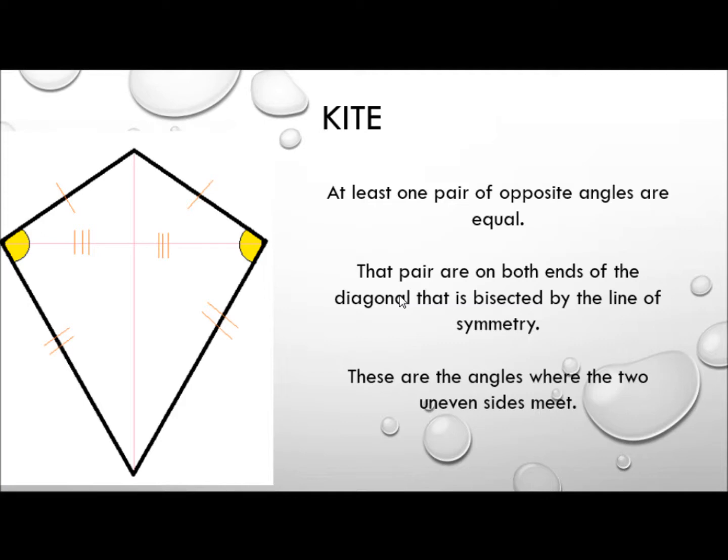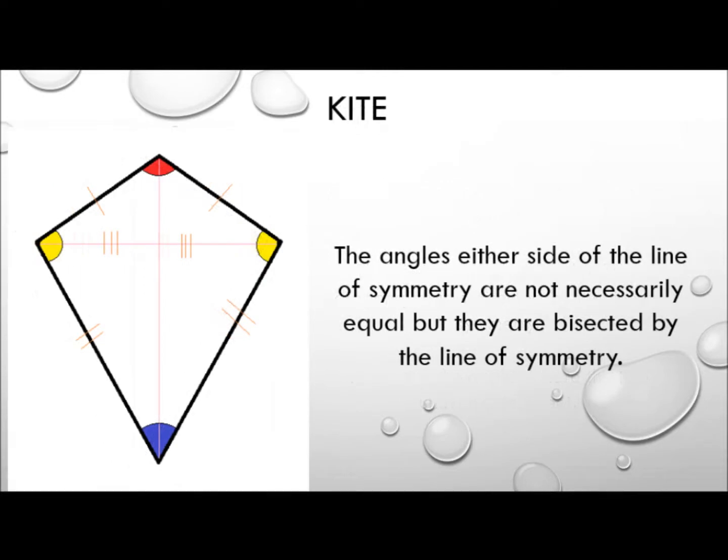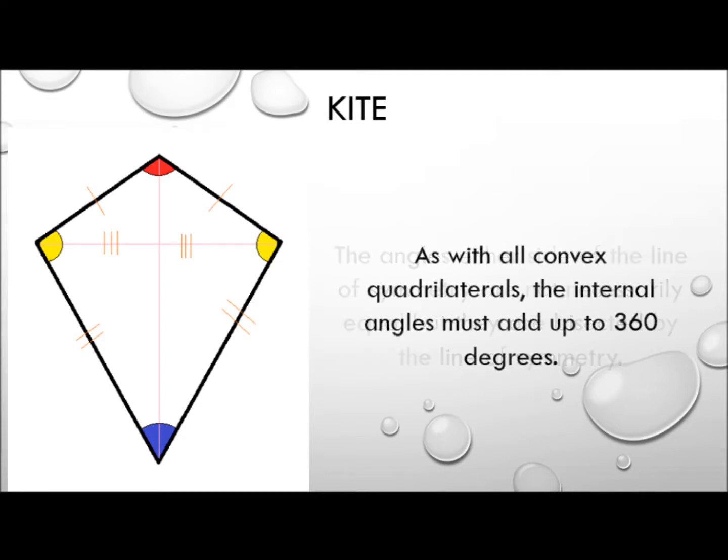And these are the angles where the two uneven sides meet. The angles either side of the line of symmetry are not necessarily equal, but they are bisected by the line of symmetry. And of course, as with all convex quadrilaterals, the internal angles must add up to 360 degrees.